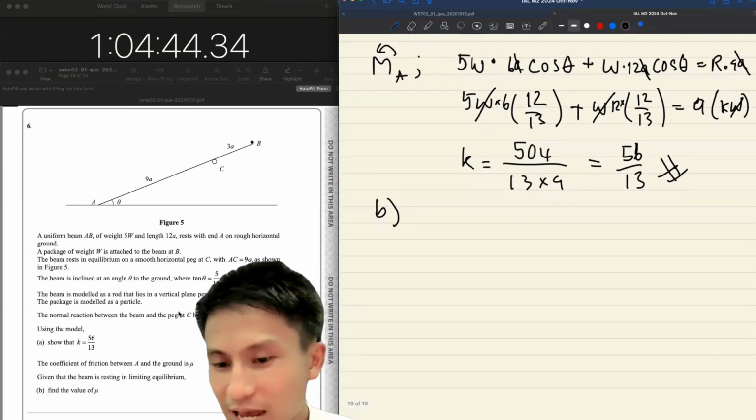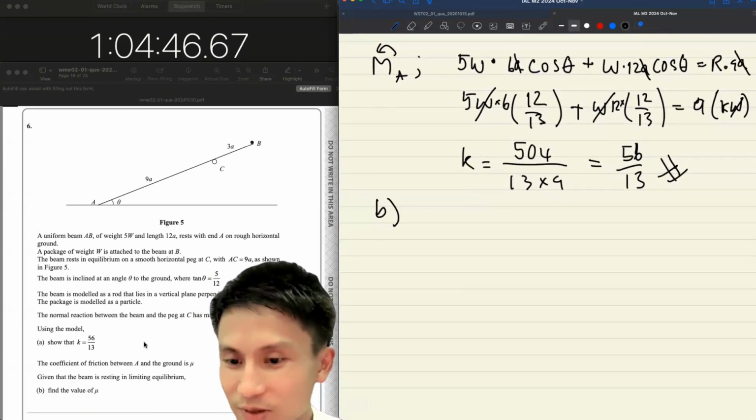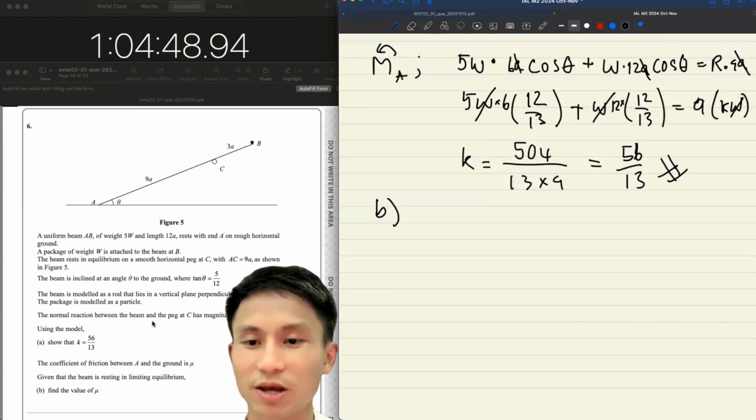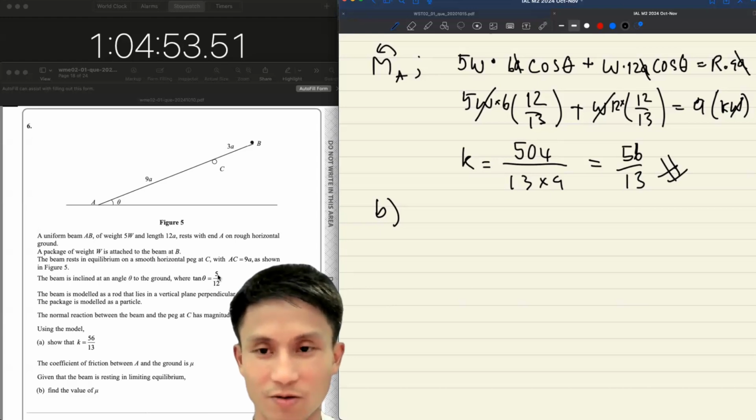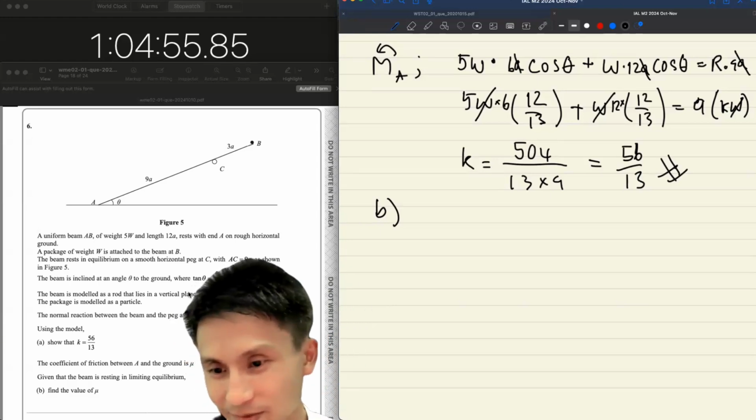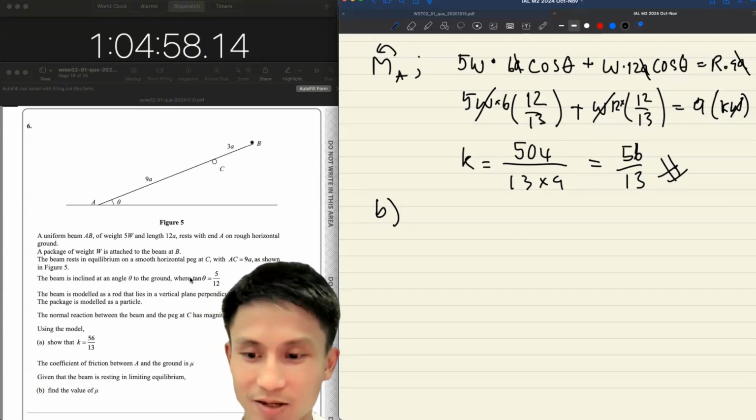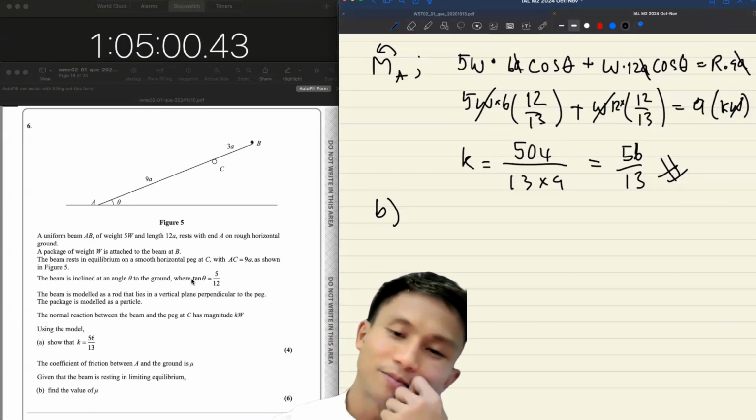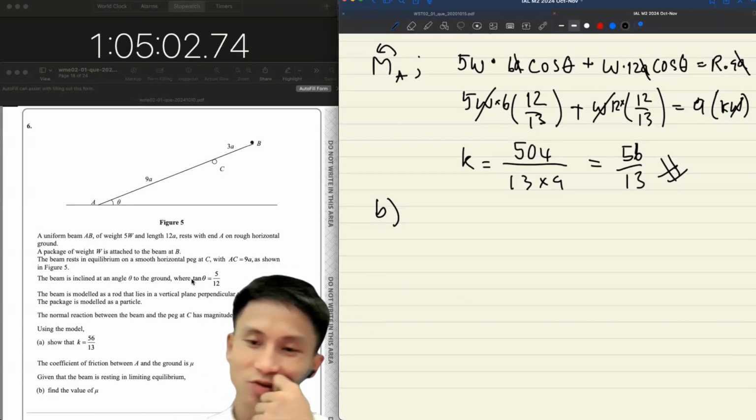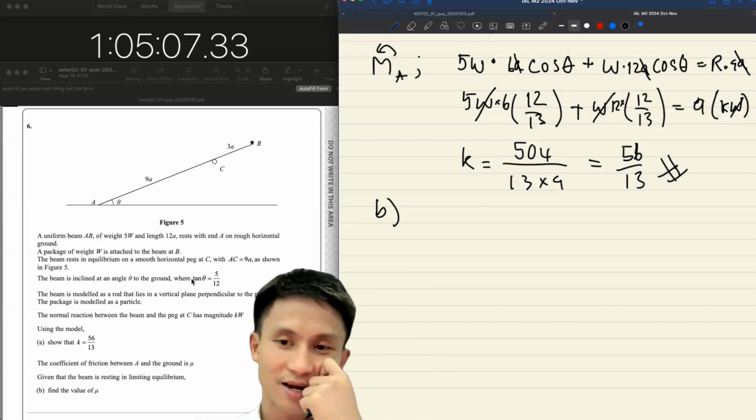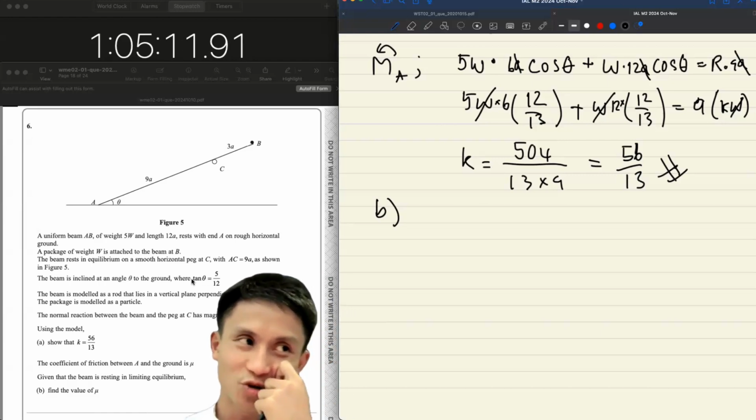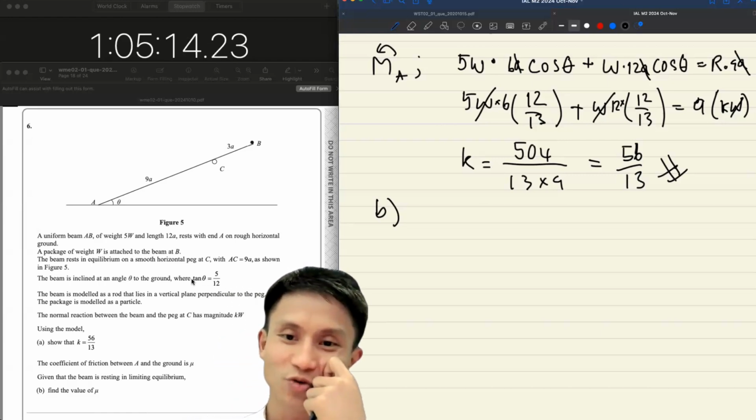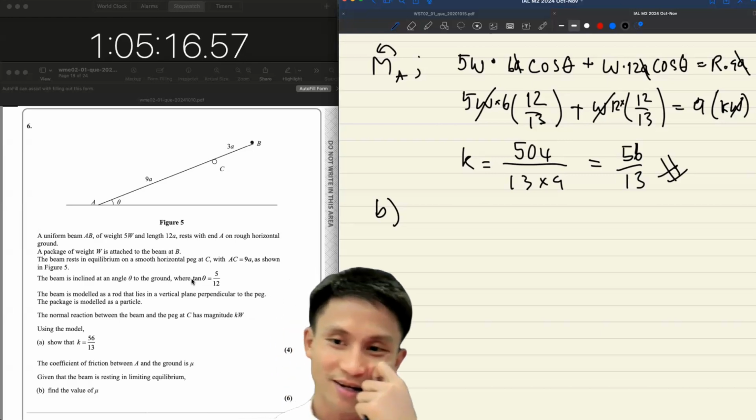Okay, so part B. The coefficient of friction between A and the ground is mu, given that the beam is resting in limiting equilibrium. So that means it is about to slip, or tilt. Yeah. In the common sense, I think it should tilt rather than slip, because you have a mass on top of B there. If you use common sense, it should be about to tilt towards B, right?